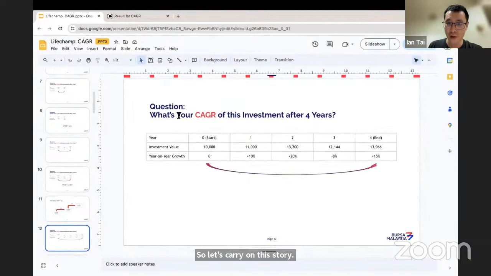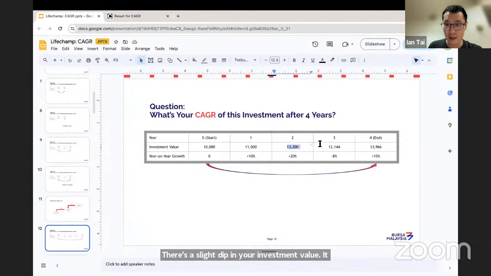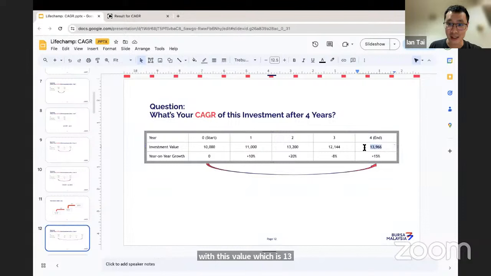Question: what would your CAGR be of this investment after 4 years later? So moving on from year 2, which is 13,200. The following year, from here to here, it's a capital loss. There's a slight dip in your investment value. It dropped from 13,200 down to 12,144. Then subsequently, plus 15%. And right now, you ended up with this value, which is 13,966.